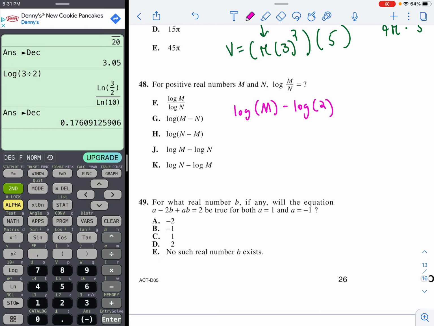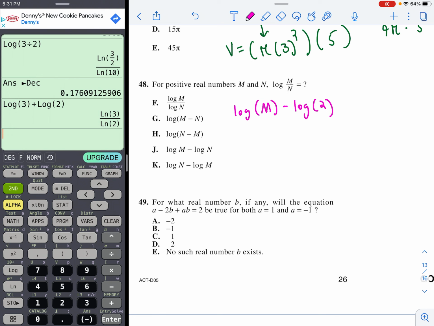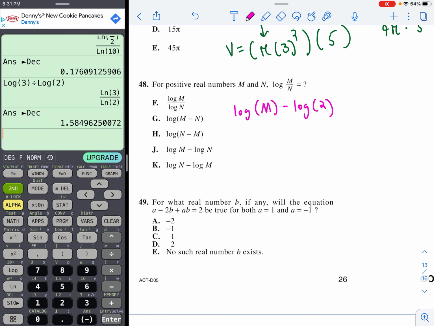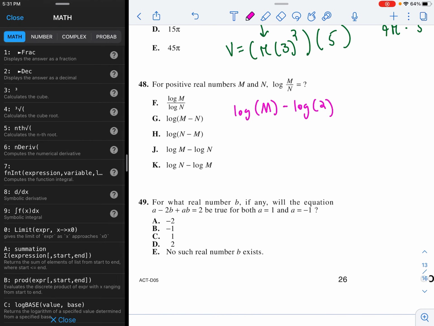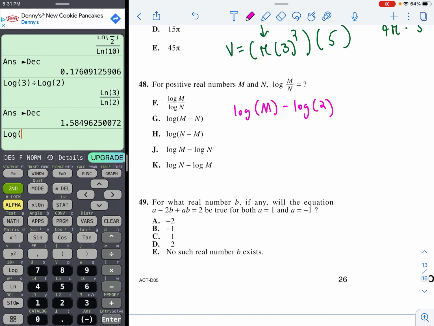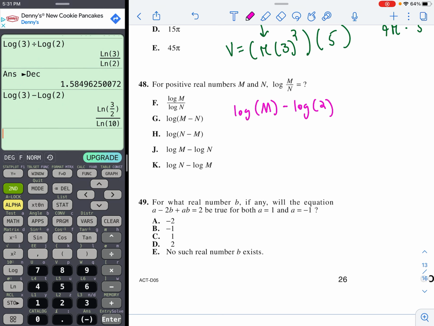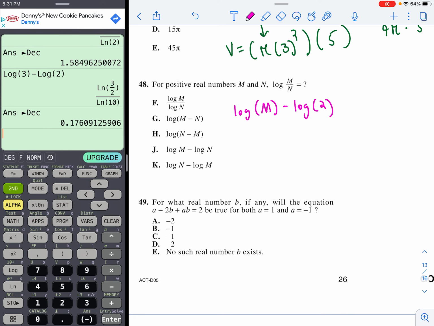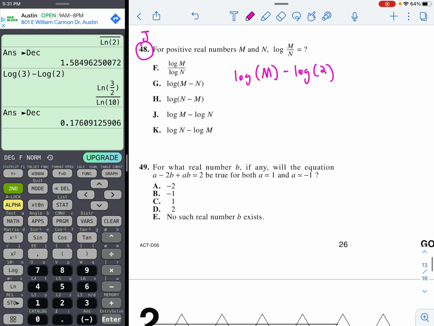0.176. And you would just run through these answer choices, right? You could try the log of 3 divided by the log of 2. You'd see that that's not the same thing. But eventually you would get to the log of 3 minus the log of 2, and you would in fact get to the same decimal answer here. So totally a candidate for plugging in.